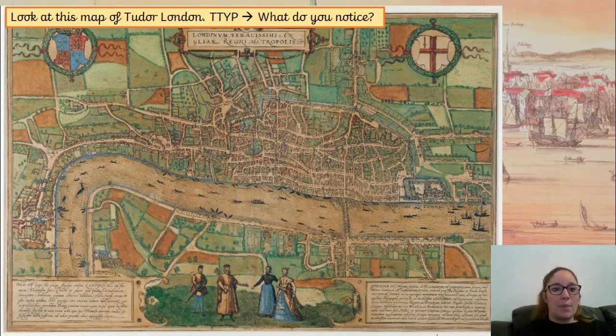Okay, so look at this map of Tudor London. Talk to your partner, or if you're at home, perhaps talk to somebody around you. What do you notice? Well, it's really interesting, because this here is actually the River Thames. And look how much land is around. So much land. We've got houses and we've got really narrow roads. But the first thing you notice is the amount of land that is available.